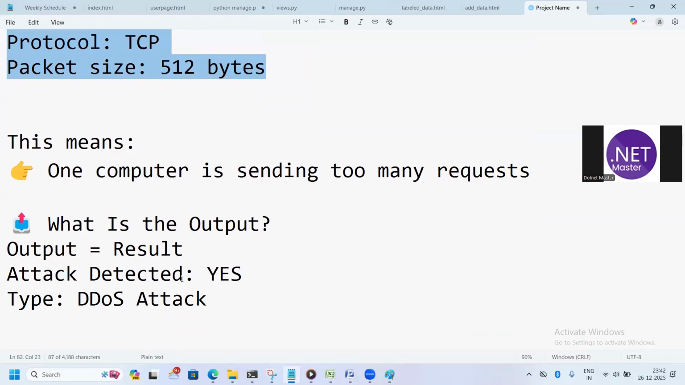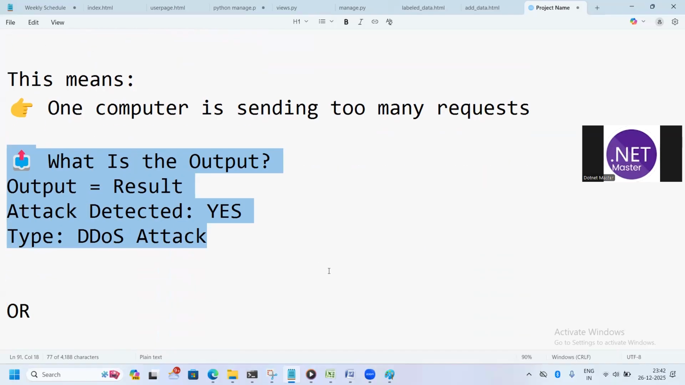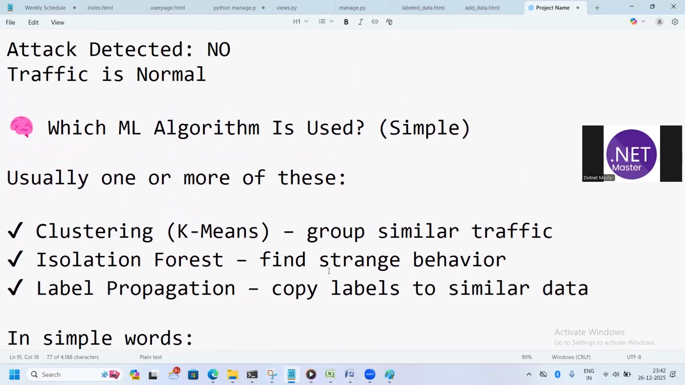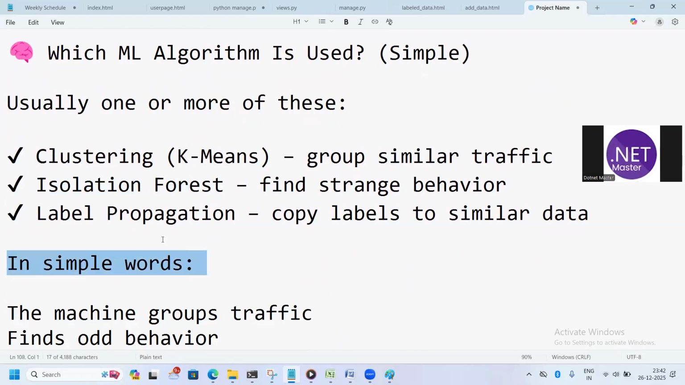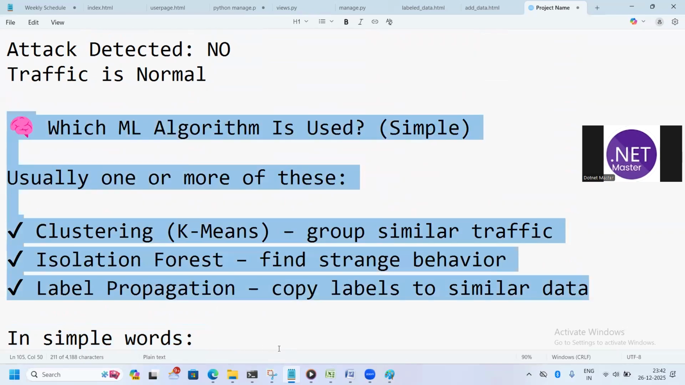Okay. And let's suppose the result is attacked. Yes, this is attacked; the output is the result and the attack type, and we are going to identify the types also. Okay, so that's what your project is going to do. And let's talk about the algorithm. The algorithms we used are K-means clustering and Isolation Forest to find strange behavior, and label preparation, which copies the label to similar data. Okay, so this is what we use, ML algorithms.